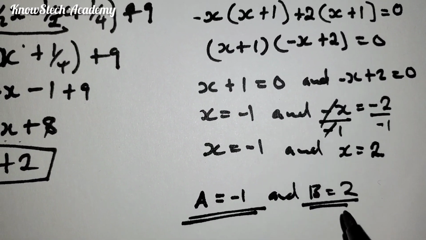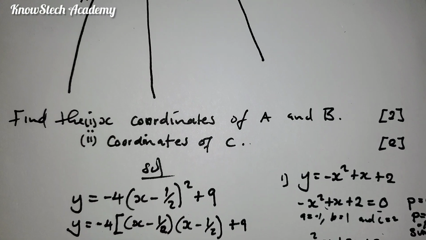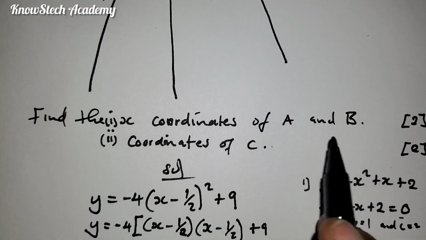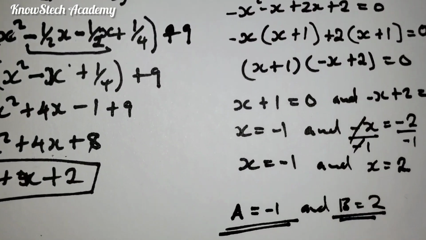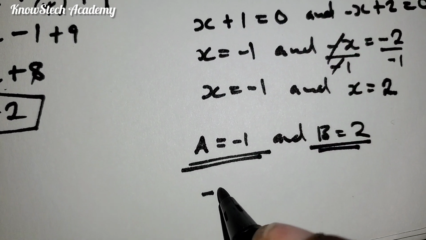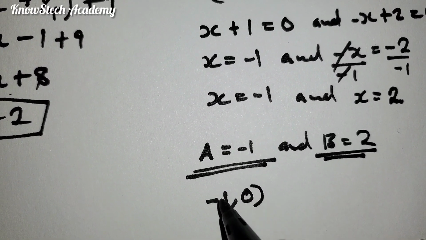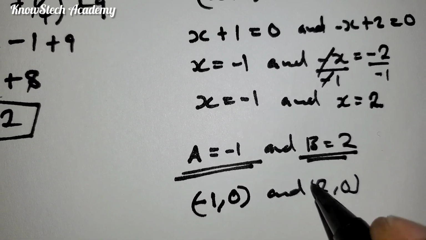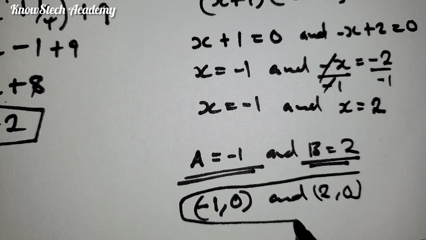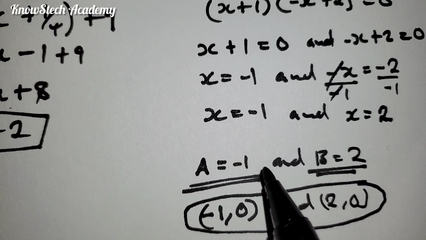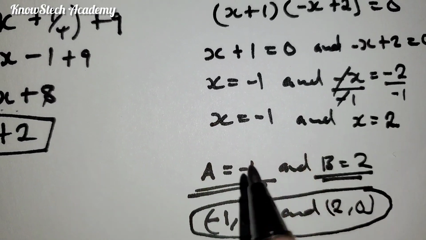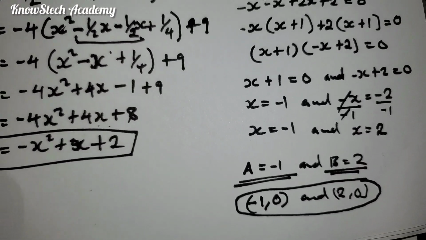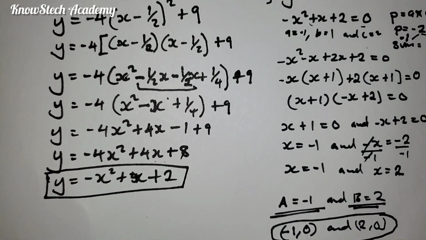Are we asked to find the coordinates? Just the x coordinates. If you were asked to find the coordinates of A and B, this would have been negative 1, comma 0, because y is 0, and this one would have been 2, 0. But we are not asked to find the coordinates, just the x coordinates, and these are the answers, negative 1 and 2.